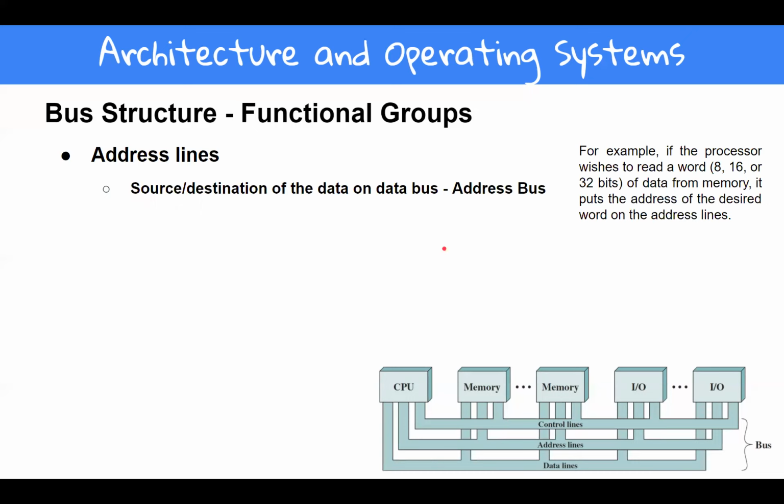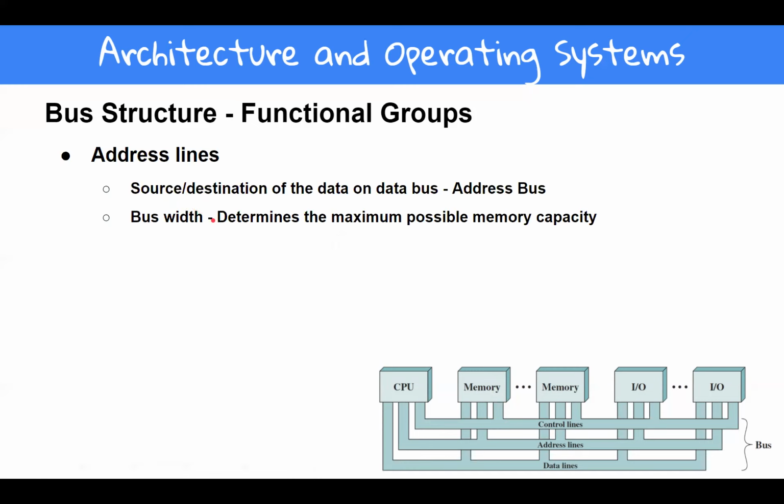For example, if the processor wishes to read a word of data from the memory, it puts the address of the desired word on the address line. If you want to read a word, you've got to say, okay, I want to read from this specific place. We did that in fetch execute. So we should be able to use these address lines.